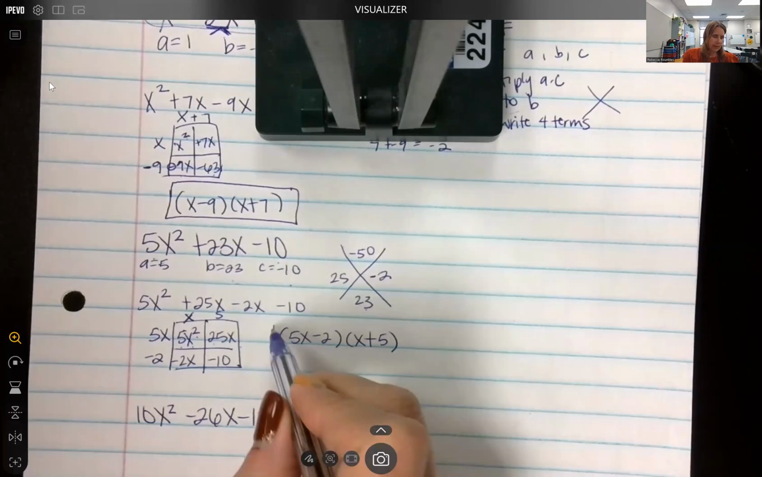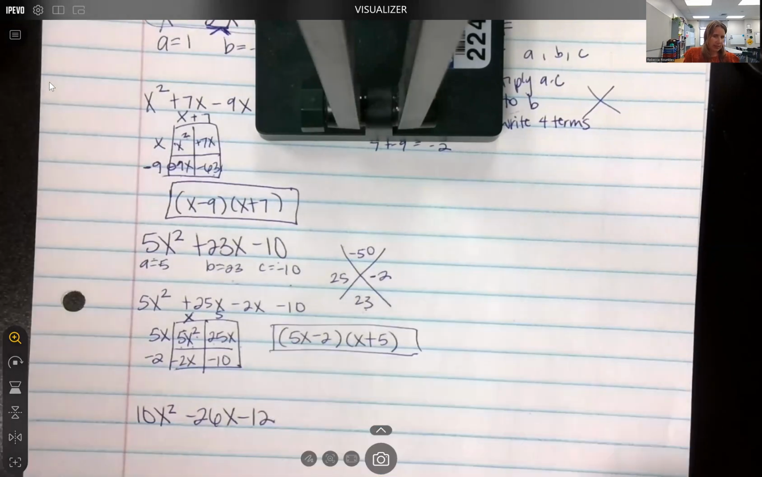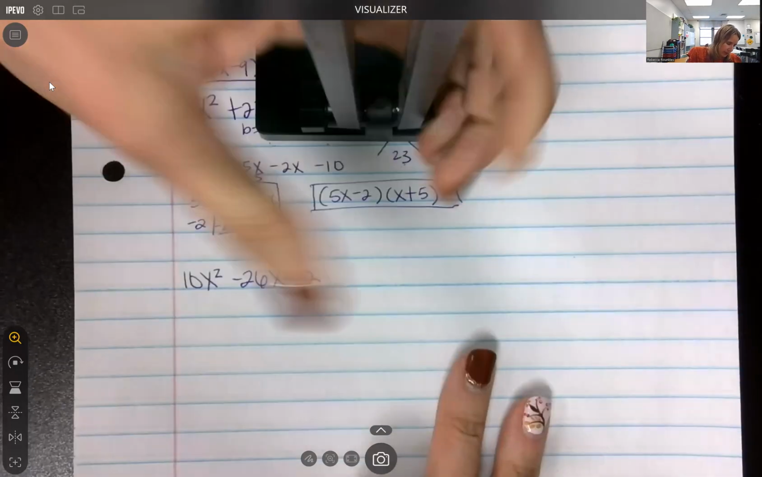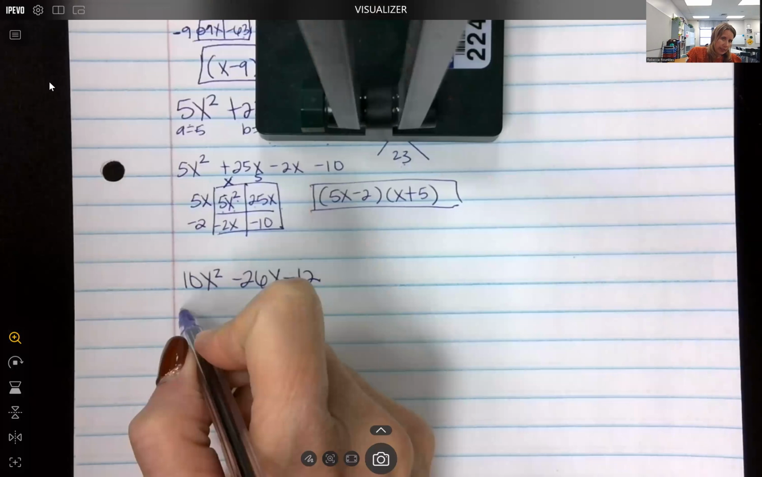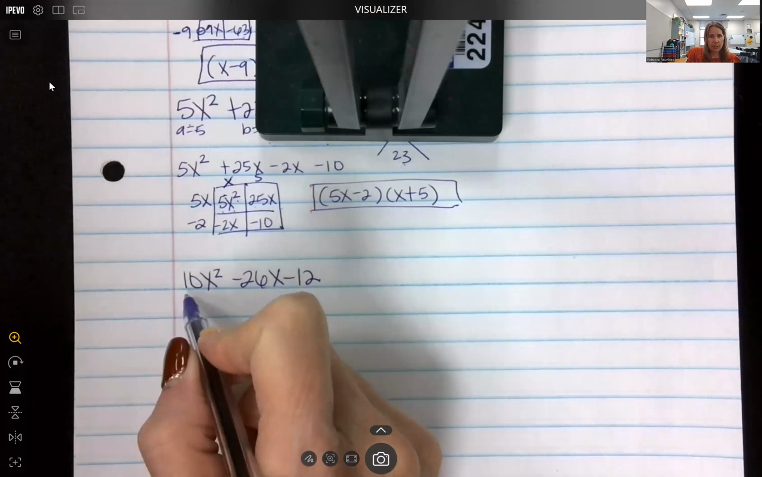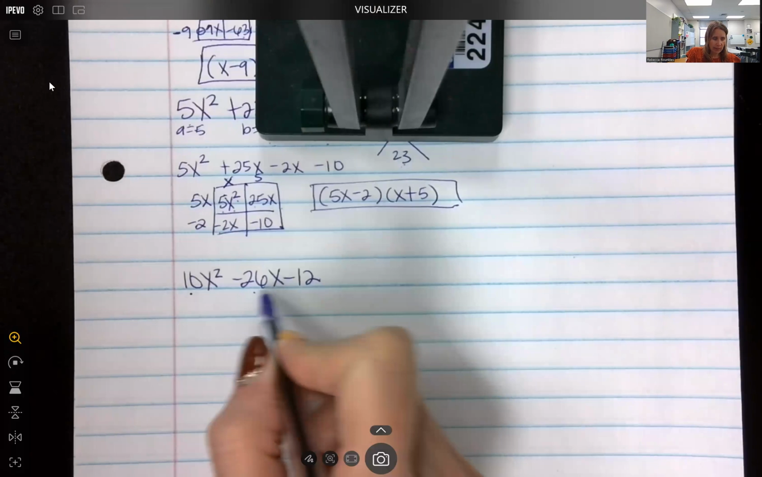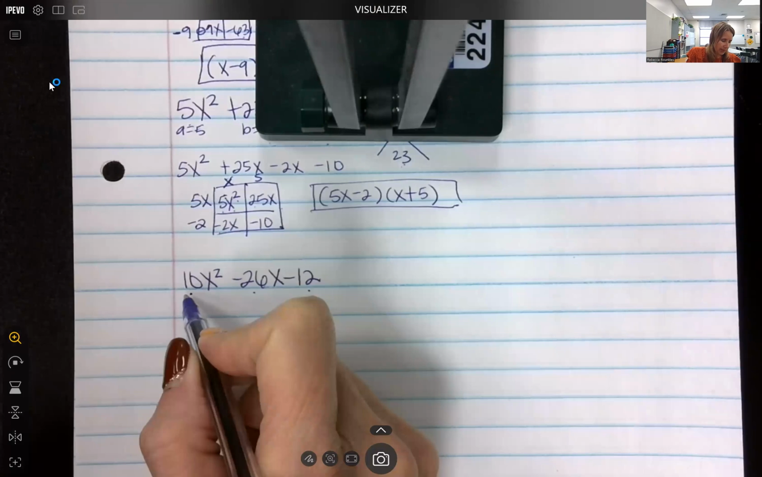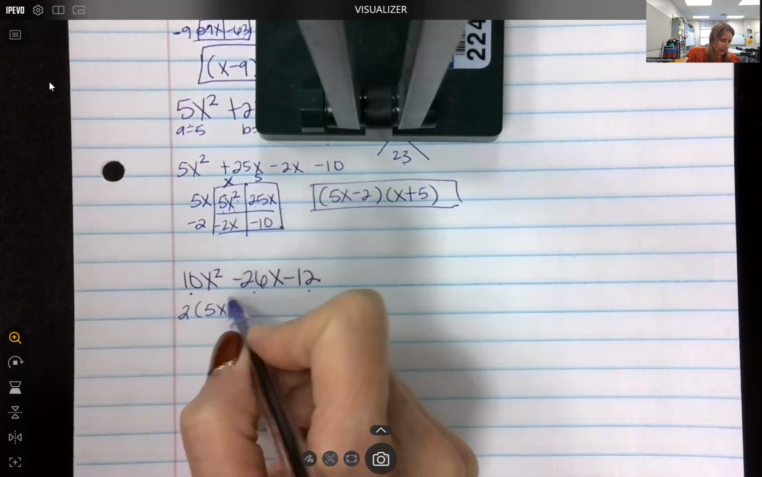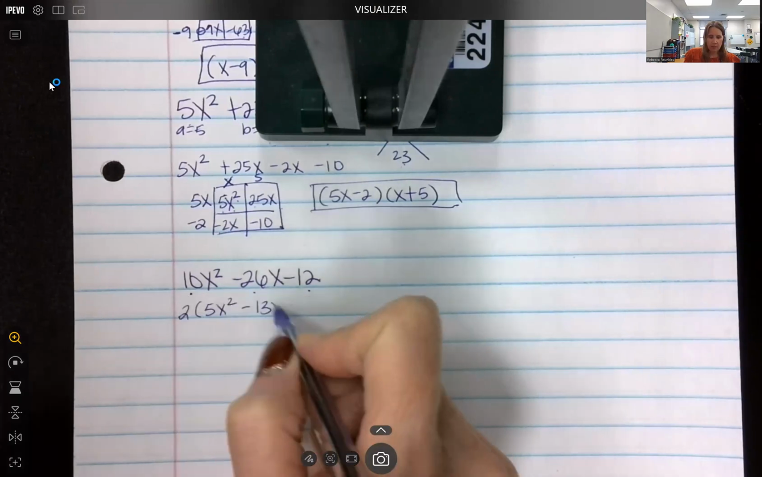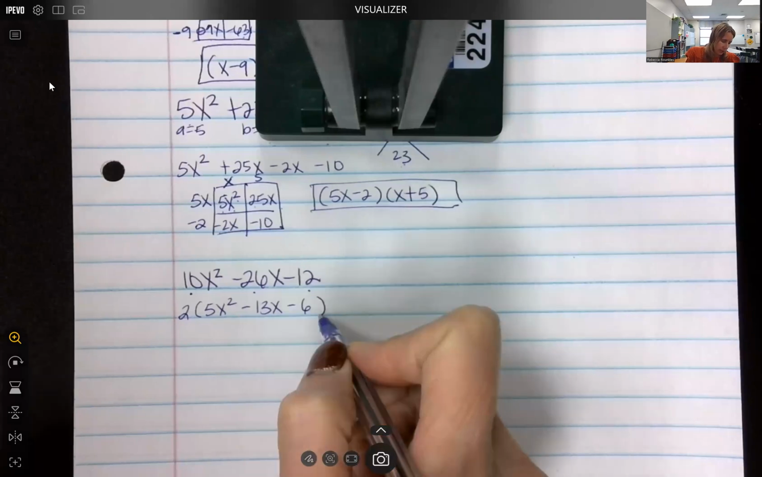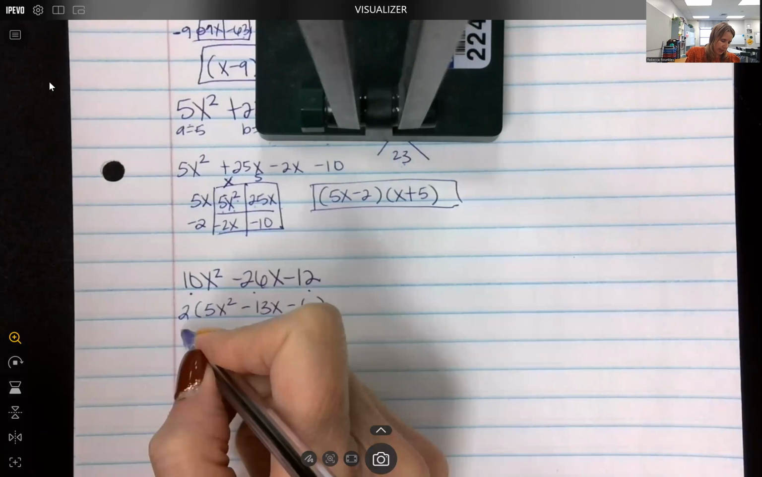All right, and then our last one, we've got 10x squared minus 2x minus 12. So I always want to look for that greatest common factor first, and this one does have a greatest common factor. I can divide all of these by 2. So if I divide these by 2, I'm going to be left with 5x squared minus 13x minus 6. Okay, this 2 is going to be part of our answer. That greatest common factor is part of the answer.